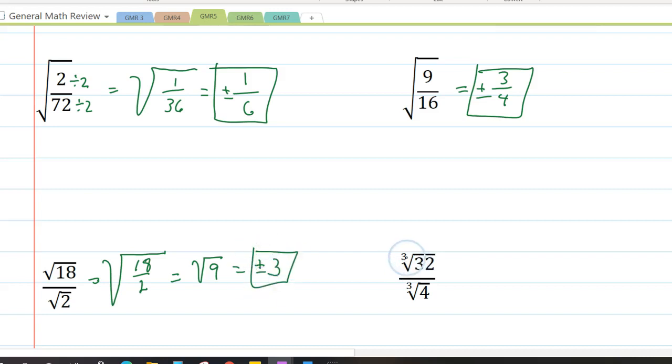The one on the right is asking for the cubed root. And again, there's two separate houses. Simply combine them into one large house. That gives you the cubed root of 32 divided by 4. Well, 32 divided by 4 is 8, so I have the cubed root of 8, which is simply 2.